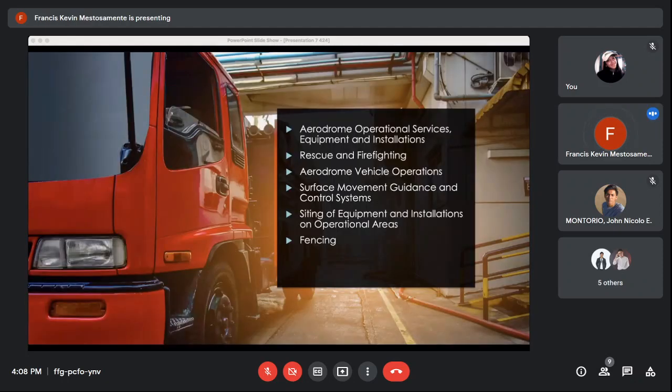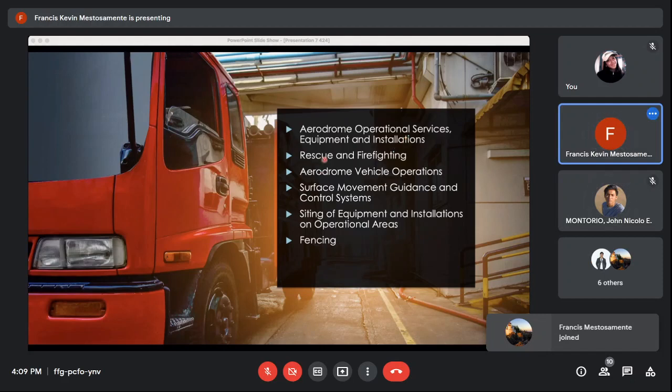For module number one, aerodrome operation, we have six subtopics today: aerodrome operational services, equipment and installation, rescue and firefighting, aerodrome vehicle operation, surface movement guidance and control system, sighting of equipment and installation on a operational area, and of course, fencing.